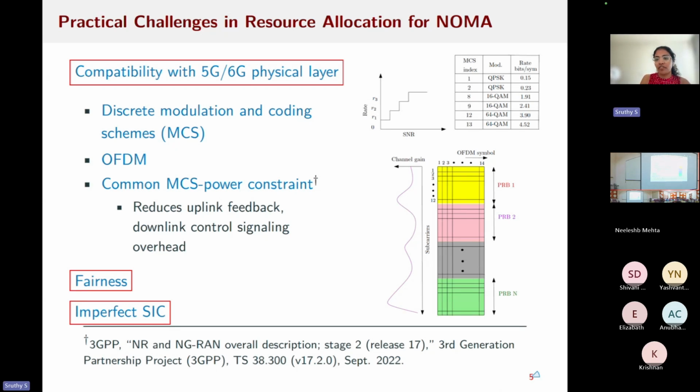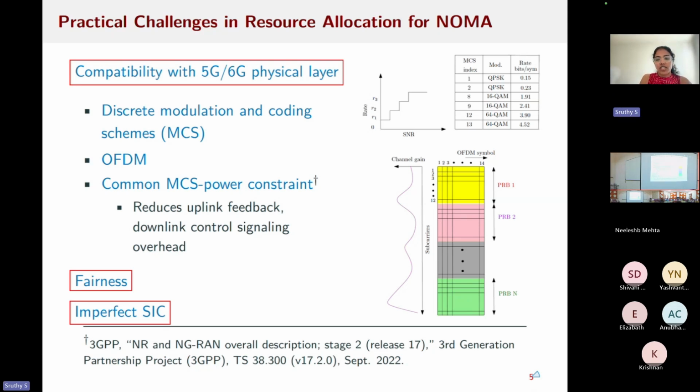Another practical challenge is fairness among the users. As we know, different users experience different channel conditions. Always maximizing sum rate or throughput will not be optimal. Why? Because it will disadvantage the weaker users, which are sitting at the cell edge, for example.